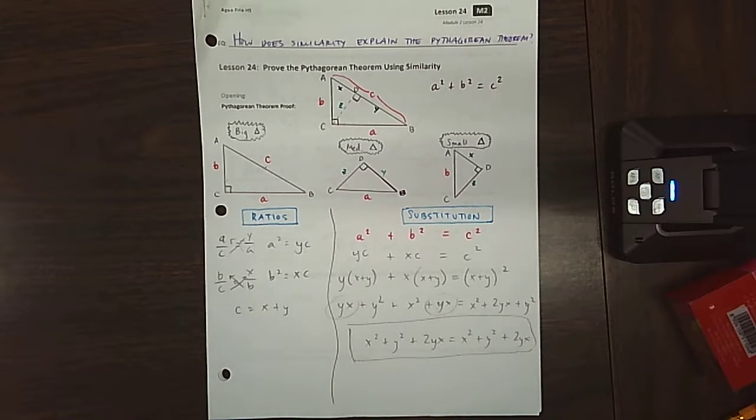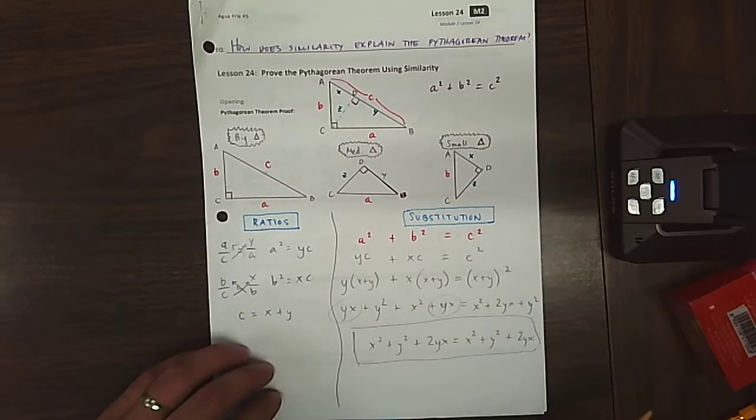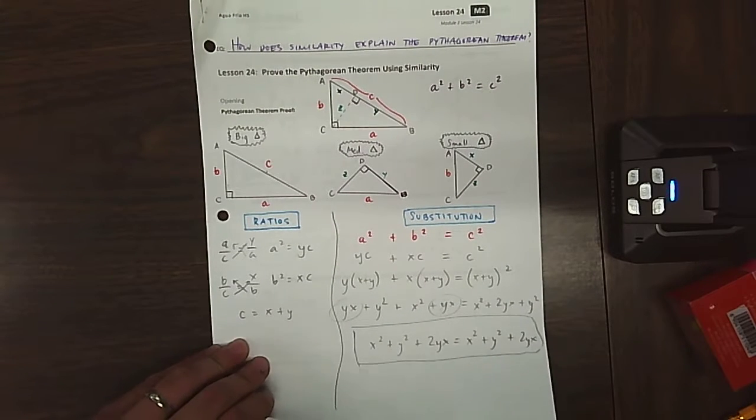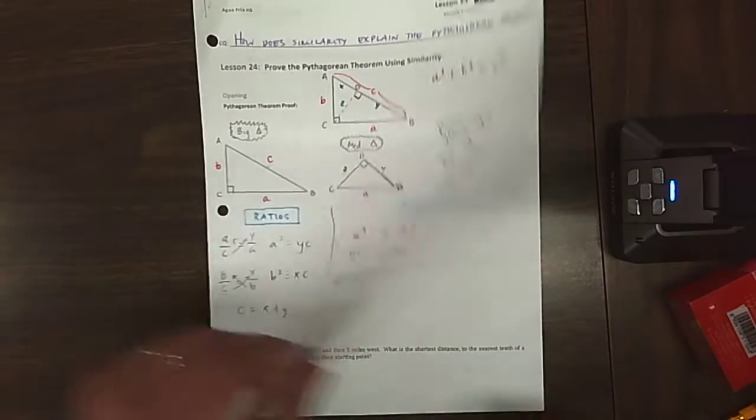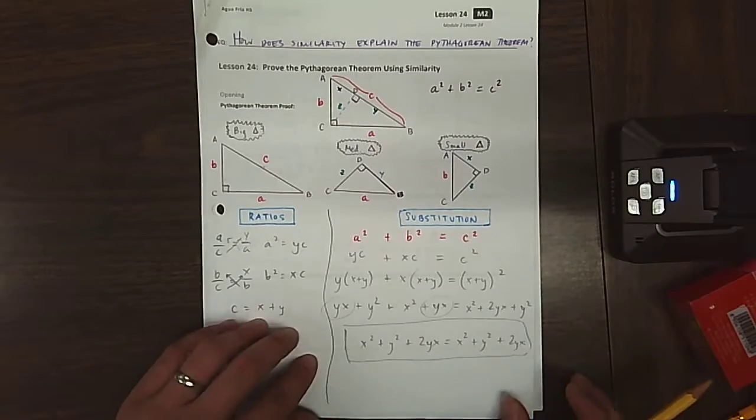Okay, let's move into another part of our packet here. And again, pause this video if I'm ever going too fast. I'm trying to get through things quickly for you, but feel free to pause it. So our essential question today, we've kind of just answered, is how can similarity help us prove why the Pythagorean theorem works? So let's move into the rest of our packet here.